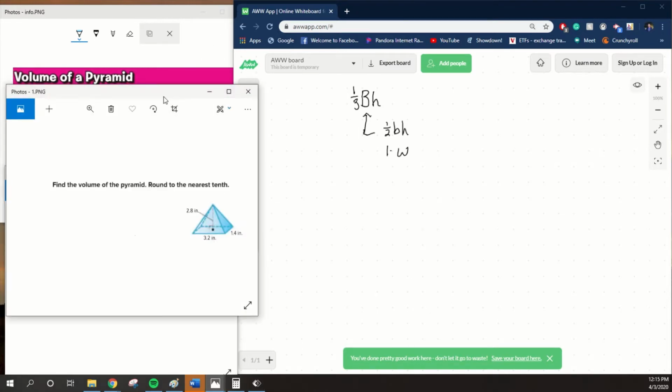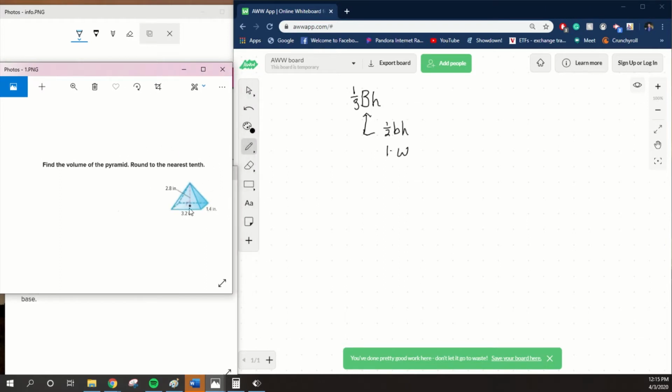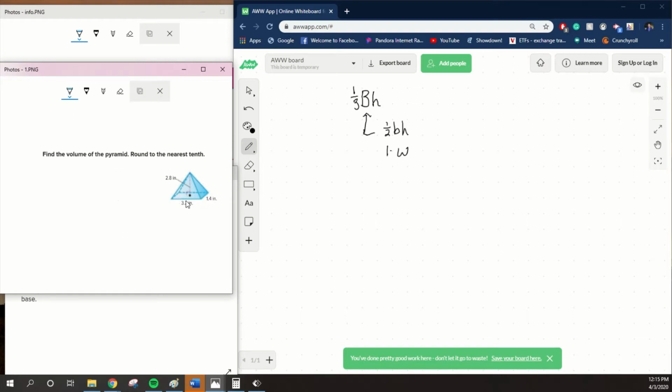Our first example here, we are looking at finding the volume of this pyramid, and we need to round to the nearest tenth. So we're going to use our formula to find that. First thing I notice is that they do not give me the area of the base. I need to find that for myself. They do give me the height, and I already know the 1/3. So to find the area of this base, I'm going to have to find the area of the bottom of that pyramid.